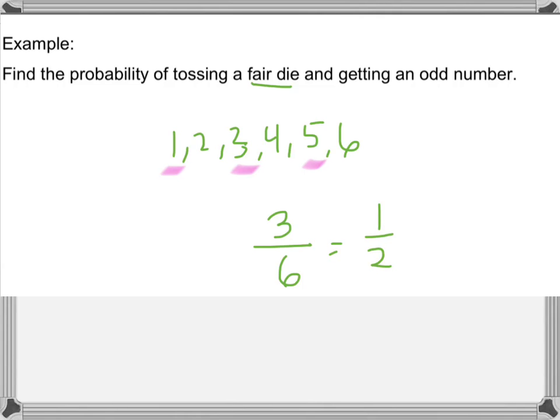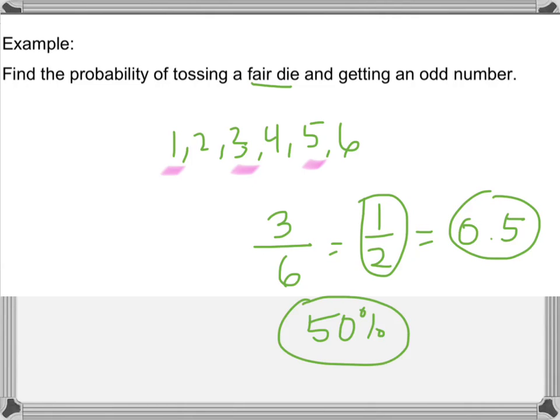I can reduce this to 1/2. I can put it in terms of a decimal, and I can even put it in terms of a percent. Okay, so I either say that it's 1/2, 0.5, or 50%. Okay, now remember, this is theoretical probability because it's not like I took a die and rolled it a bunch of times and figured out that it was going to be 3 times out of 6 times we got, or some other occurrence out of a total amount of rolls.